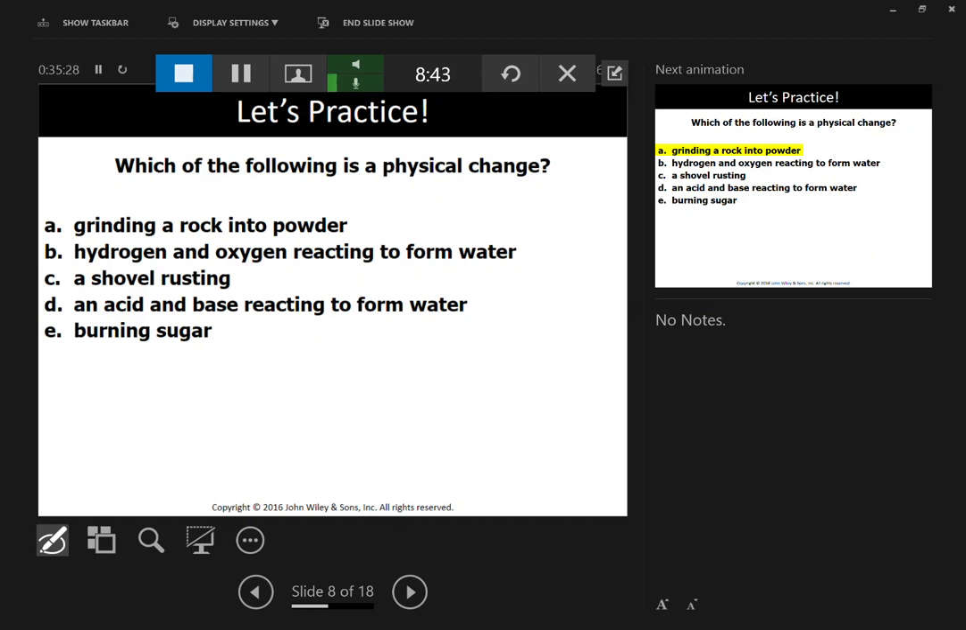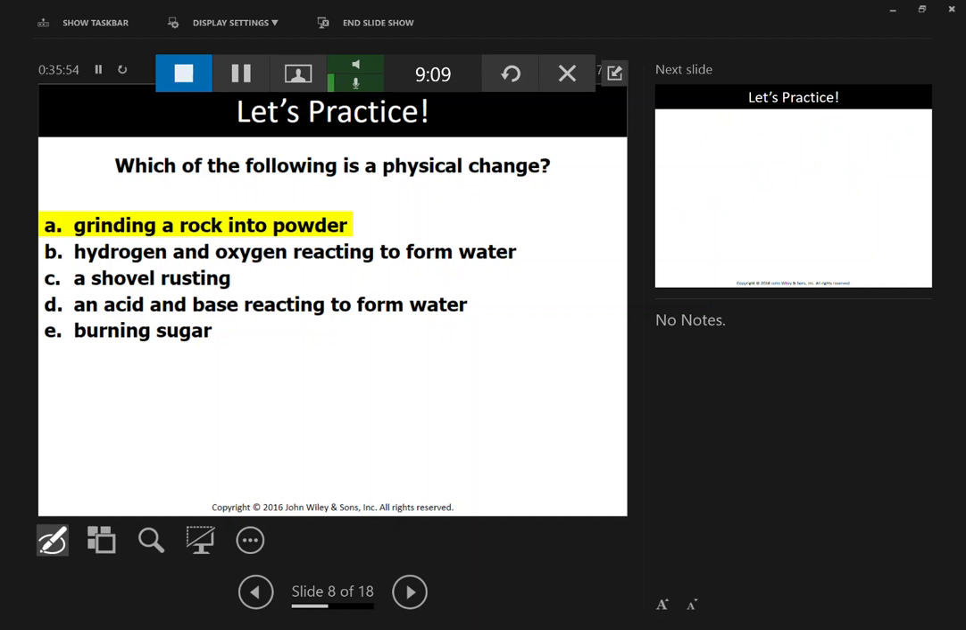And acid and base react to form water. That's a chemical change too. Just the word react tells you that a reaction is happening. It's a chemical change. Burning sugar, this is also a chemical change, because when you burn sugar, have you seen it? When you burn it, it becomes black. So it actually decomposes. So that's also a chemical change. So the only physical change here is grinding a rock into powder.